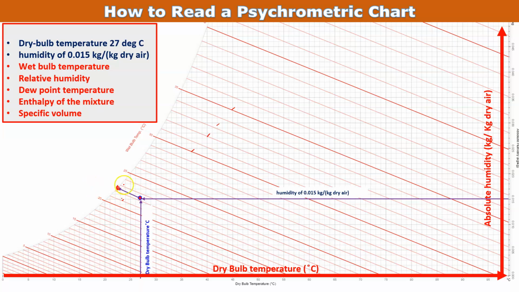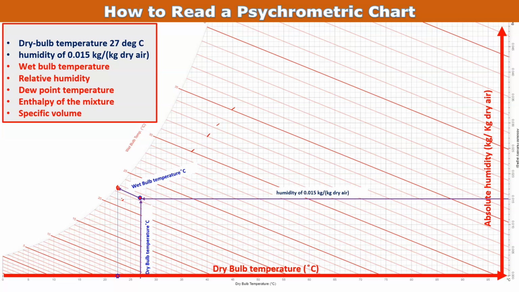Or if we draw from here to the bottom, so if I draw that, that will give the wet bulb temperature. So that is near about 22 degrees something centigrade.